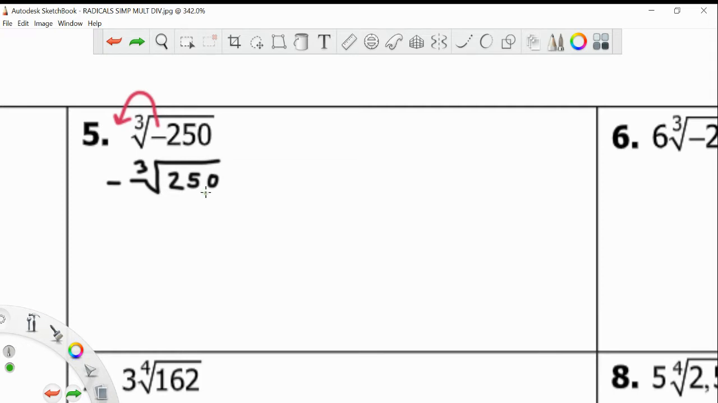Now, the next thing we need to do is think cube root of 250. Do we have this memorized? Is this a perfect cube? No. So let's break it down. Do we know anything that multiplies to make 250? 25 and 10. Easy. Nice job.